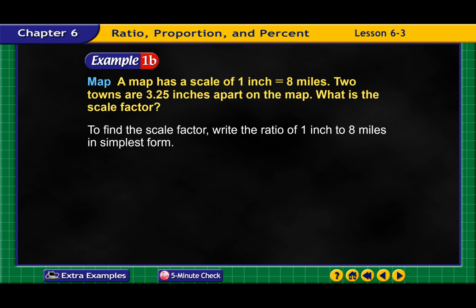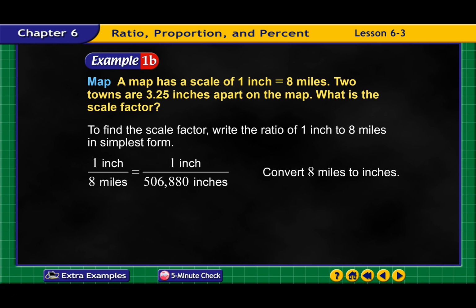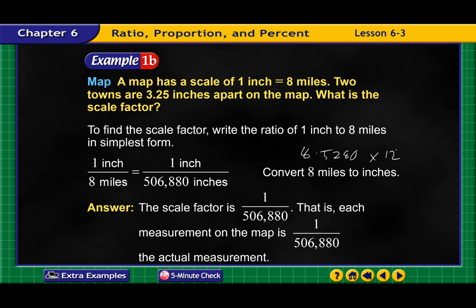Okay, so to find the scale factor, we're going to write the ratio of 1 inch to 8 miles in simplest form. So 1 inch over 8 miles would be 1 inch over, oh man, they converted 8 miles to inches. So they did 8 miles, which is 5,280 feet, because that's what Remember the Titans says, times 12, or 8 times that many feet to that many inches. Wow. So the scale factor is 1 over 506,880. That is, each measurement on the map is 1 over this much of its actual measurement. Big numbers there, gotta love it.